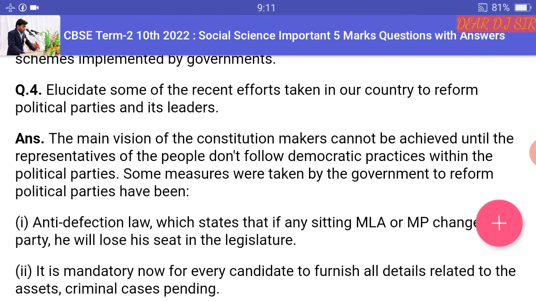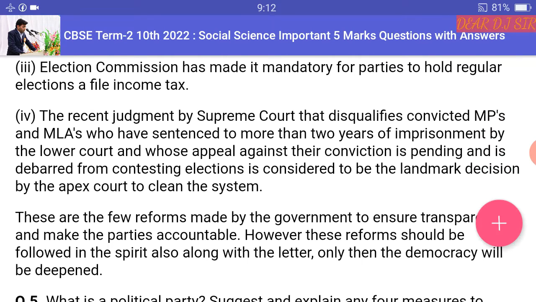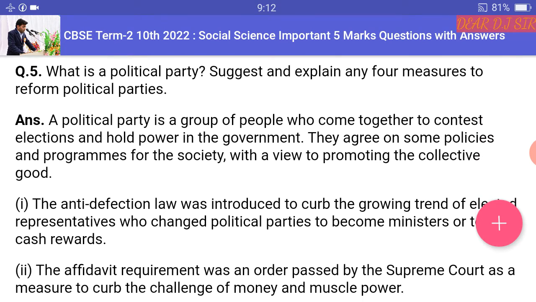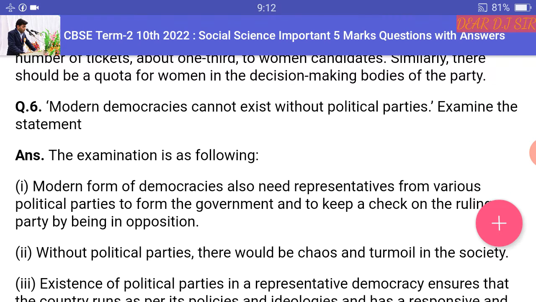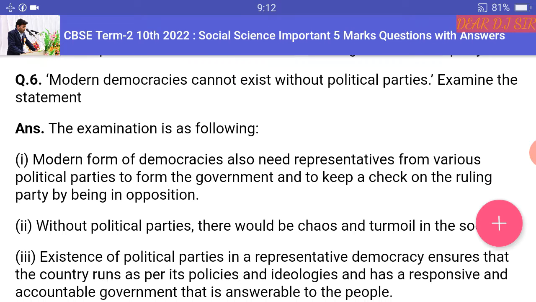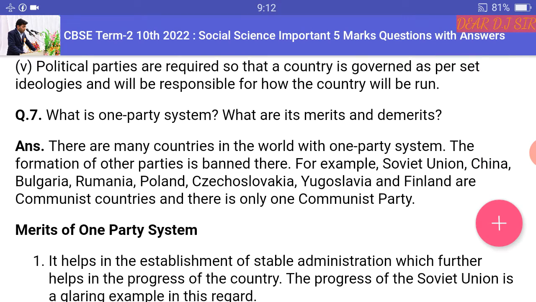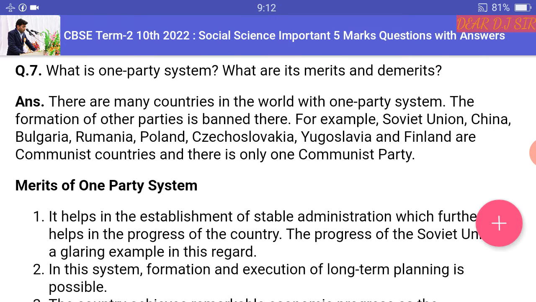Here the fourth question is, elucidate some of the recent efforts taken in our country to reform political parties and their leaders. Here the fifth question is, what is a political party? Suggest and explain any 4 measures to reform political parties. Here the sixth question is, modern democracies cannot exist without political parties. Examine the statement. Here the seventh question is, what is a one party system? What are its merits and demerits?